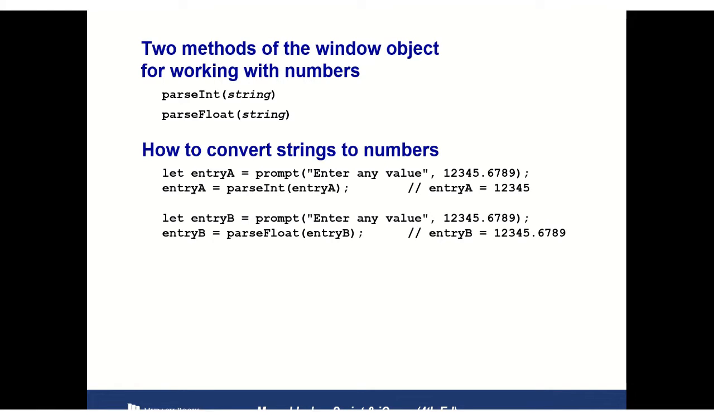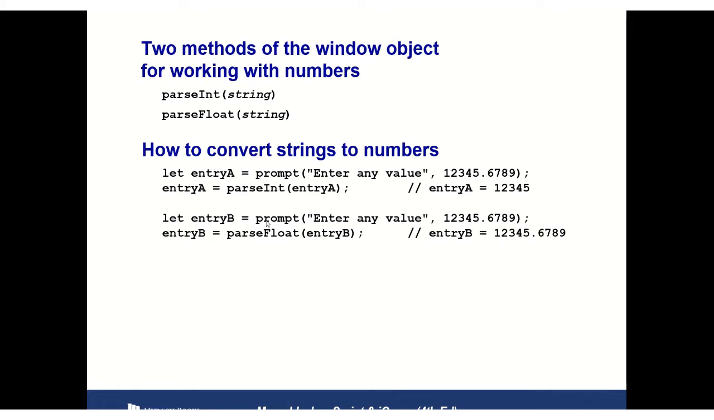And here what we are doing is using a prompt, and then converting whatever value is in the prompt to an integer. So it will ignore the decimal places and only show the integer part. On the other hand, if you parse it with float, then it will show the decimal places. That's all we are doing with the parseInt and parseFloat functions.